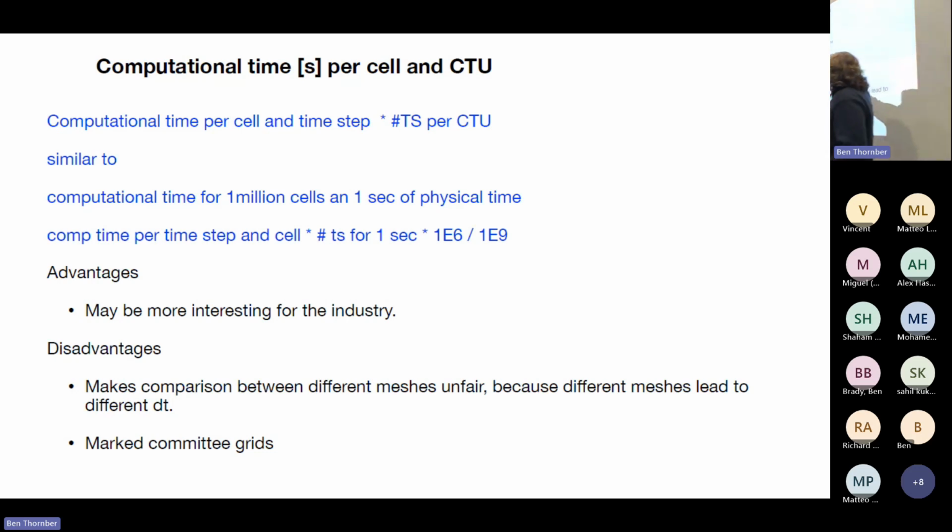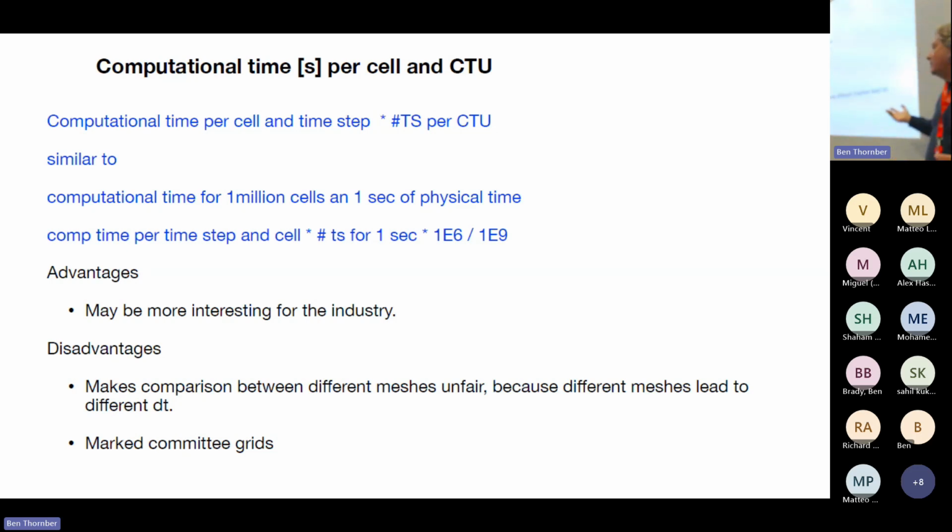It is similar to what some other people told me that they use: computational time per 1 million cells and 1 second of physical simulation. So you just get this value multiplied by the number of time steps you have in 1 second. One second or 1 convective time unit is just a factor, and then you introduce other factors. It's better to use convective time unit because I have Driver and Windsor. If not, it wouldn't be comparable.